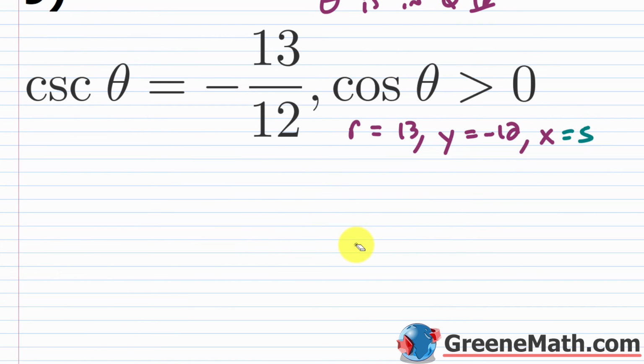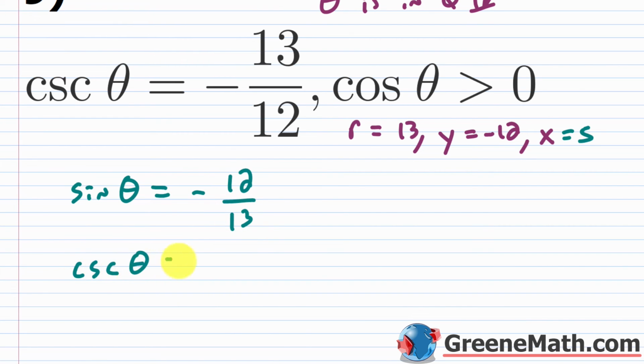But again, if you recognize that you have 12, 13, then you know the other guy's going to be 5 because, again, it's a Pythagorean triple. All right, for the sine of theta, I'm just going to take the reciprocal of this guy, so negative 12/13. For the cosecant of theta, that's given, so negative 13 over 12.